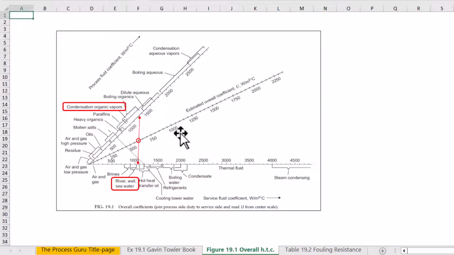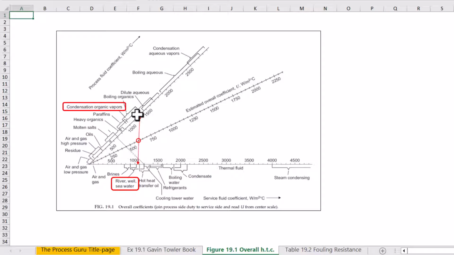Just clicking this. Now here what you are seeing is the nomograph, where on one axis you see the process fluid, and on another axis we have the service fluid. In our case, the process fluid is methanol condensate, and the service fluid is brackish water. By figuring out the most relevant category, here I'm taking the condensate organic vapor as representing our methanol condensate, and here the river or well sea water as a brackish water representative.